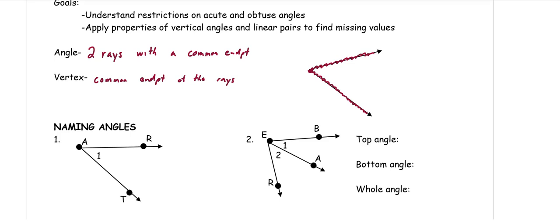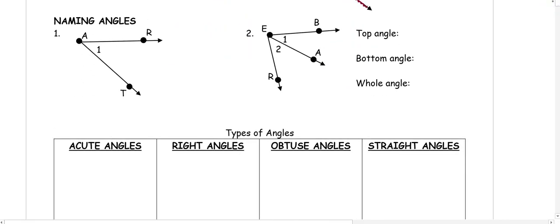So let's work on naming angles. Make sure when you name an angle that you are naming your angle based on the vertex. So in number one, there's a couple of ways to name this. We can just name it angle 1, because we can name it by the number that's inside the angle, or we can name it with 3 letters. When you name an angle with 3 letters, make sure that your middle letter is always your vertex. So we can name this angle RAT or angle TAR.